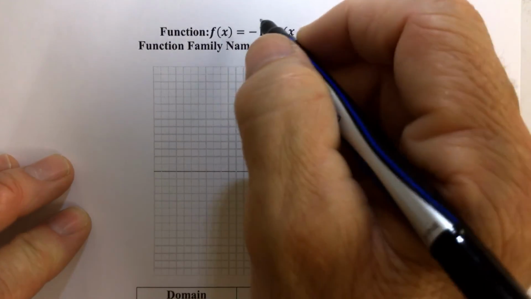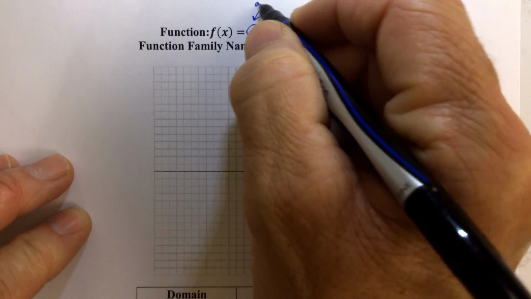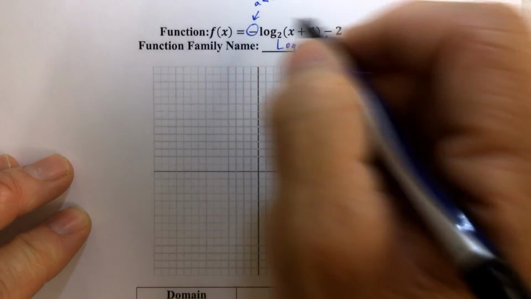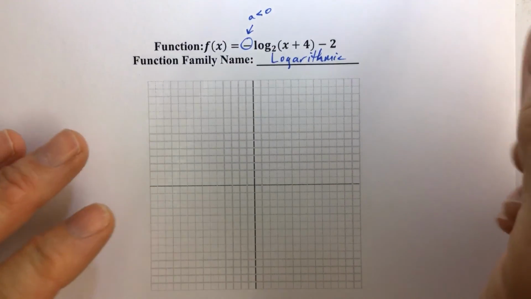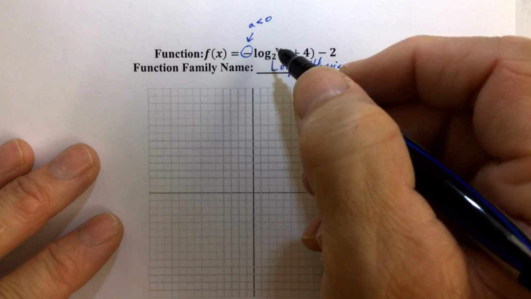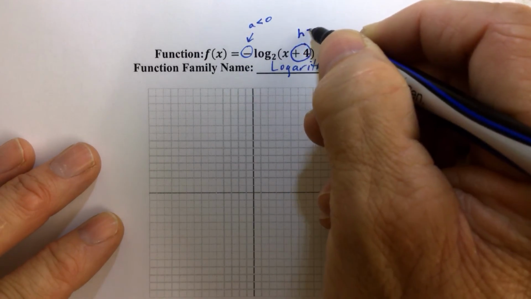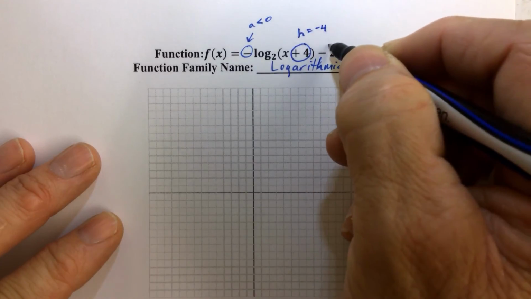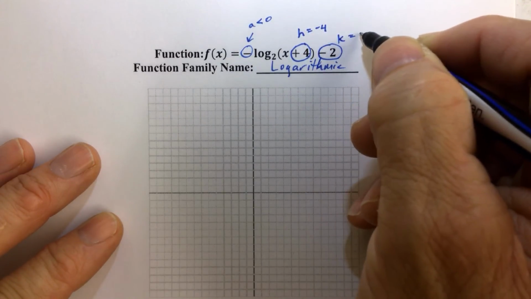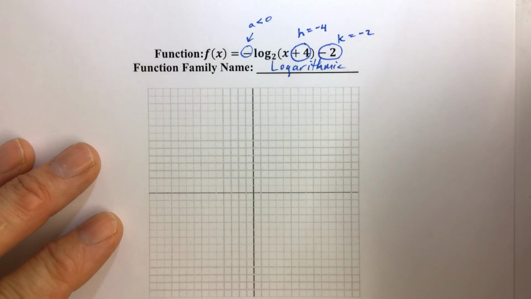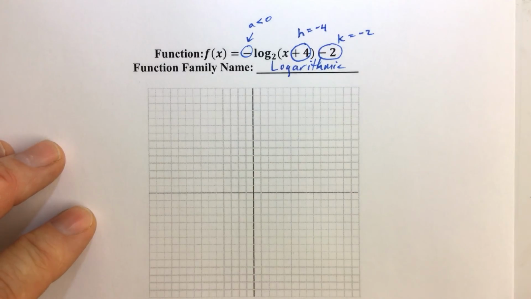Well, a couple things to point out. The a is negative. A is less than 0. In fact, a is negative 1. And if a is negative 1, we're going to flip the original graph over the x-axis. We should notice here that our h value is negative 4, and our k value is negative 2. So these are very important numbers, and let's see how they work.